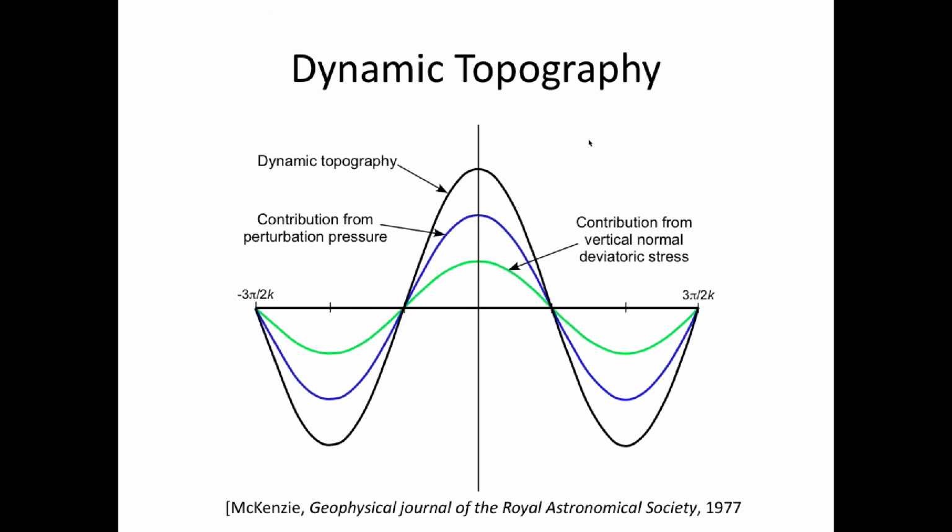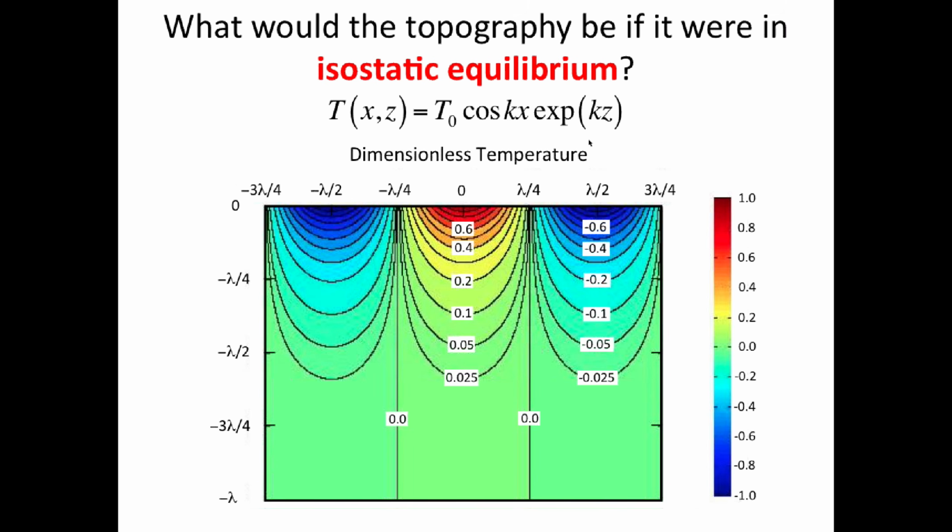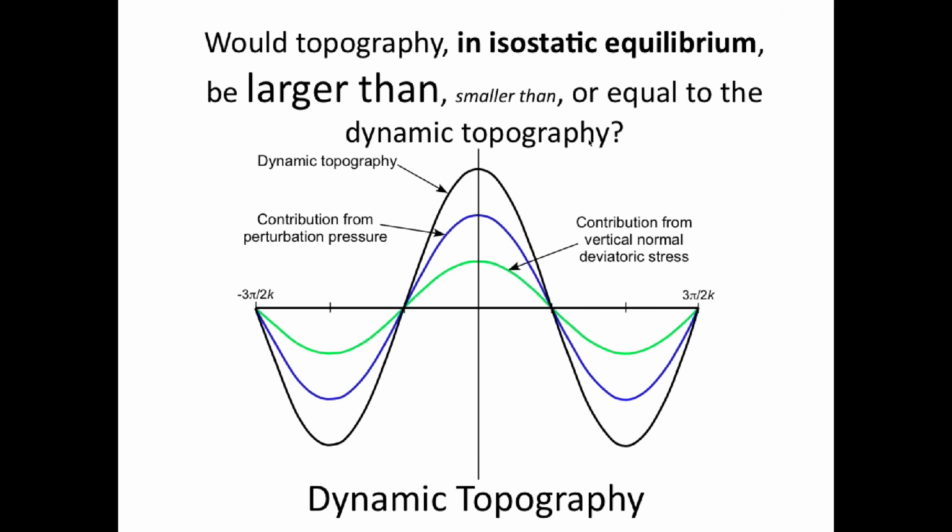Okay, this is a classroom. So you all came expecting a quiz. What would the topography be if it were in isostatic equilibrium? Would the topography in isostatic equilibrium be larger than, smaller than, or equal to the dynamic topography? Now, I've done this in various settings, and I can assure you that, fortunately, in many of them, the smart person in the room got it wrong. So that should give you courage to take a guess.